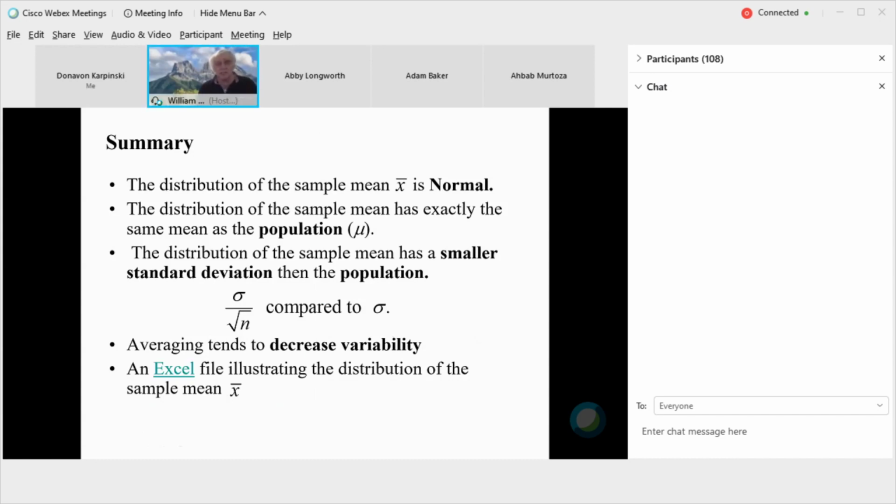So just to summarize. The sample mean is normal. The distribution of the sample mean has exactly the same mean as the population, mu. The distribution of the sample mean has a smaller standard deviation than the population. It's sigma over root n compared to sigma. So this is just telling us that averaging tends to decrease variability. Here's an Excel file that illustrates.